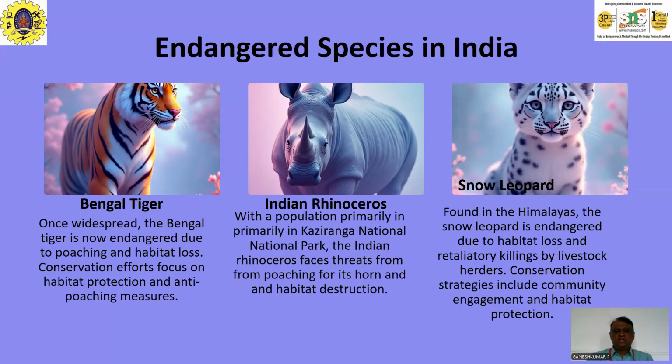And the Indian rhinoceros, that is the one-horned rhinoceros, which is mostly found in Kaziranga National Park. The Indian rhinoceros faces a threat from poaching for its horn, and habitat loss. The horn contains some medicinal properties, so people hunt it. And the snow leopard, found in the Himalayas, is threatened by habitat loss and retaliatory killing by livestock herders. Conservation of this species is important for habitat protection.